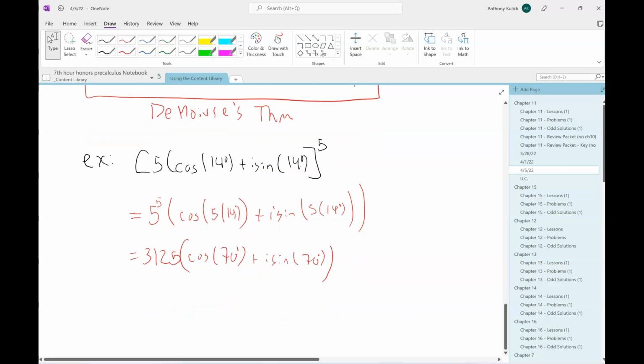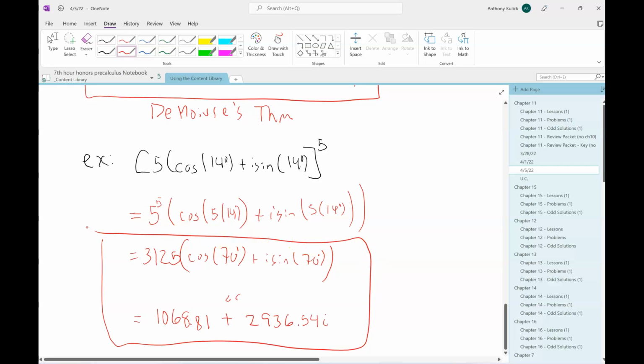So there's our trigonometric form. Or if we were so inclined, we could type that into the calculator. So 3,125 times cosine of 70 is this, and then 3,125 times i sine 70 is this. Depending on what the instructions were, your answer would be one of those two.